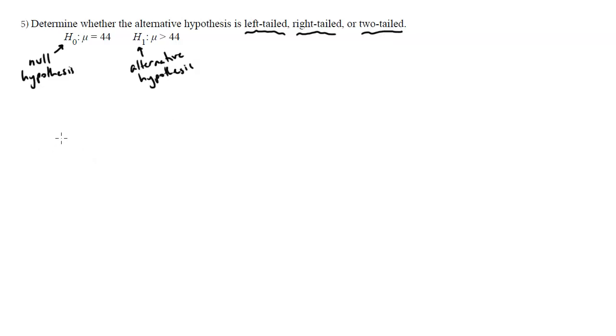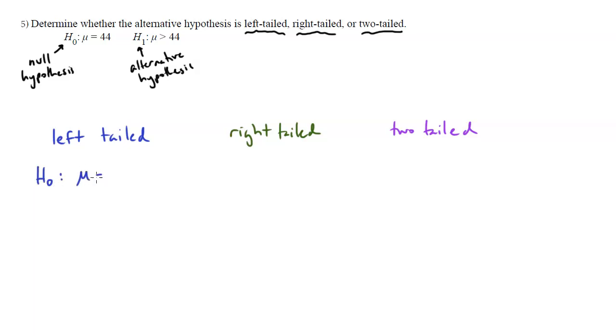You can end up with, I'll use 3 different colors, left-tailed. You can end up with right-tailed. Or you can end up with two-tailed. And I'll tell you how each of those presents themselves. So I'm going to use 44 and 44, right? So the null hypothesis says that the population mean is 44. The alternative hypothesis for a left-tailed situation will be the population mean is less than 44.